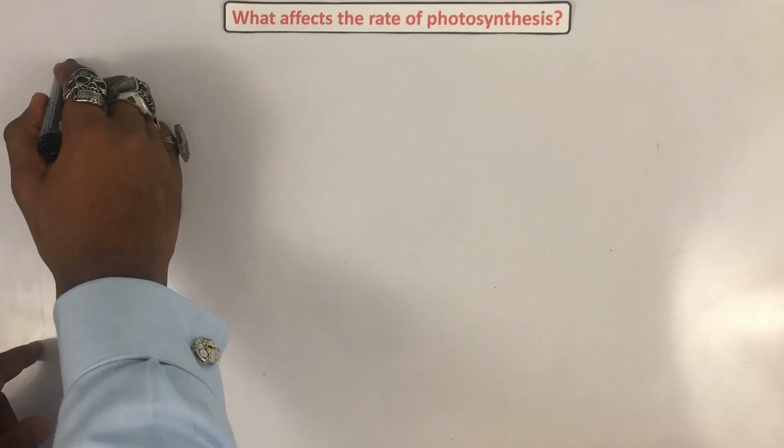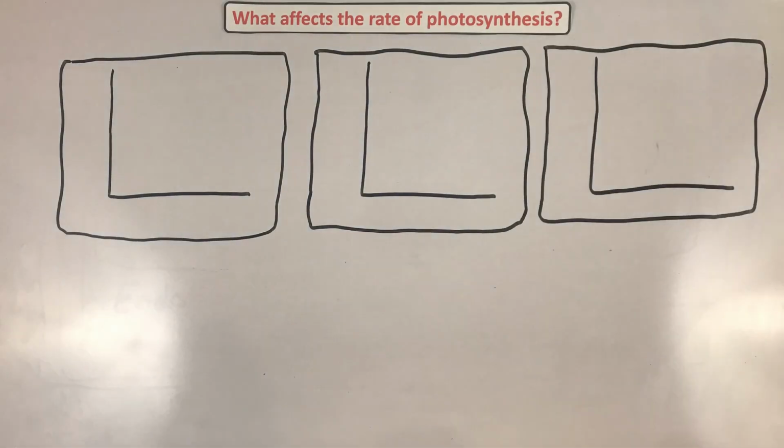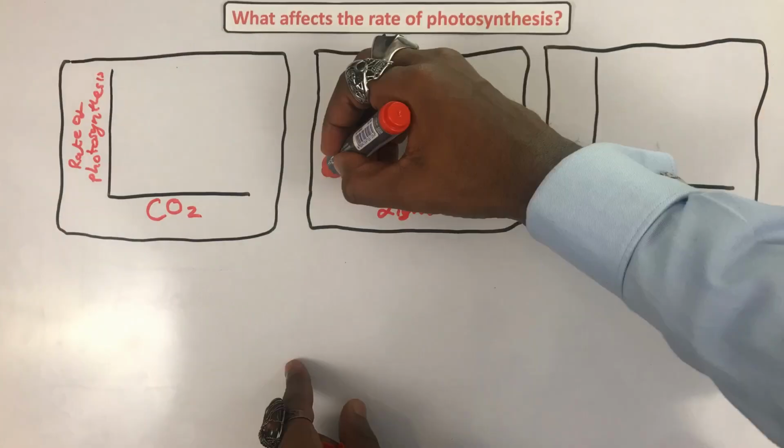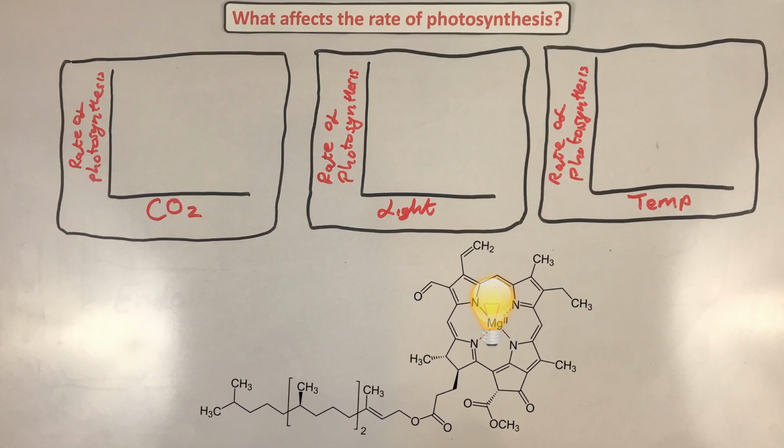There are 3 main things that affect the rate of photosynthesis. That's carbon dioxide, light intensity, and also temperature. Also, technically, the amount of chlorophyll will affect the rate of photosynthesis as well. Obviously, the higher the concentration of chlorophyll inside your chloroplast, the higher the rate of photosynthesis.